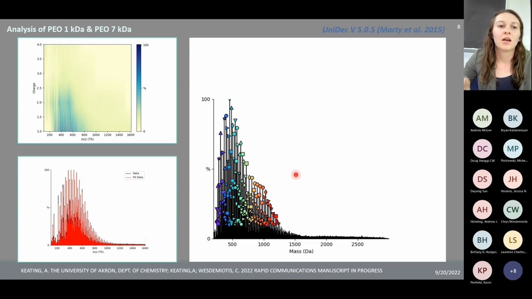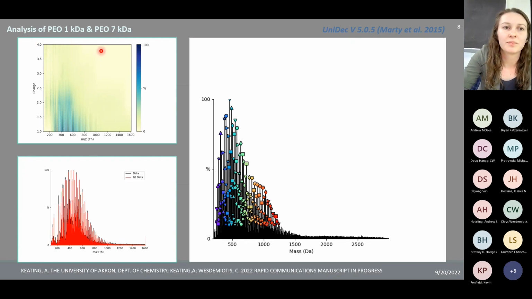You tell it the observed mass to charge ratio of the spectrum you're inputting, and then you also tell it the expected molecular weight of the species. It was designed for biopolymers, so much more monodisperse species, but like I said, I usually overestimate and then narrow in on the species.